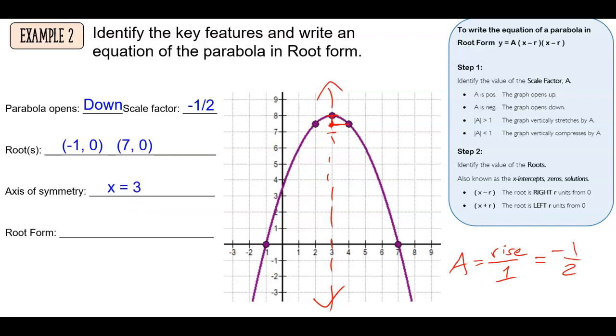Okay, now my root form. Please remember, a goes first. What's my a value? Negative 1/2. And then what do I got to make sure about those insiders? They lie. So what's the opposite of negative 1? Plus 1. What's the opposite of positive 7? Negative or minus 7. So it should look like this. My a value that I did rise over 1 goes here. Opposite of 1, negative 1. Opposite of positive 7. That's the root form.